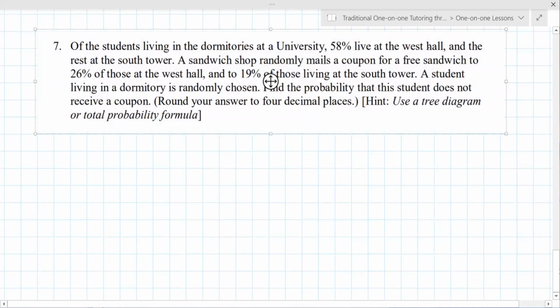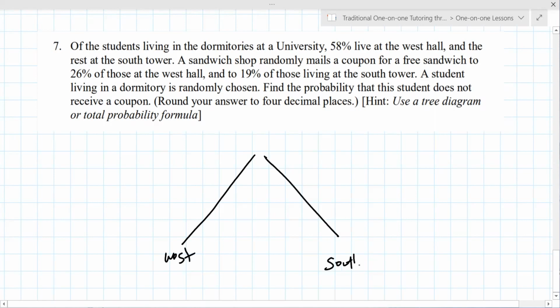58% live in the West Hall and the rest live in the South Tower. So here, you've got to figure out your break. Your break is West, and then South. Gotcha. So 0.58 go that way, 0.42 go the other way.